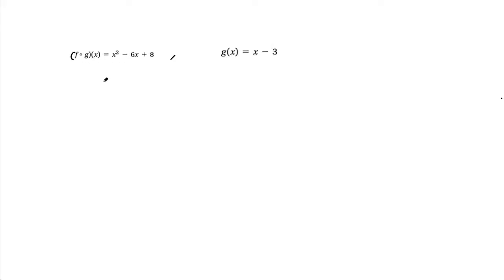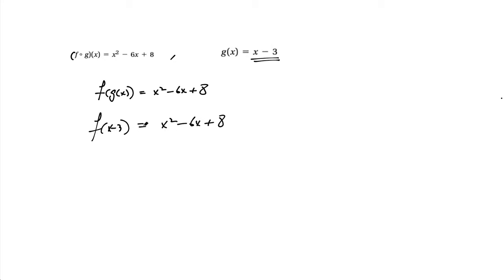Given that f of g, so f composed of g, is x squared minus 6x plus 8, and g at x is x minus 3, that means f at x minus 3 is equal to x squared minus 6x plus 8. What is f? Okay, so somehow it takes x minus 3 and turns it into this. So what operation are we doing to x minus 3 to get this?